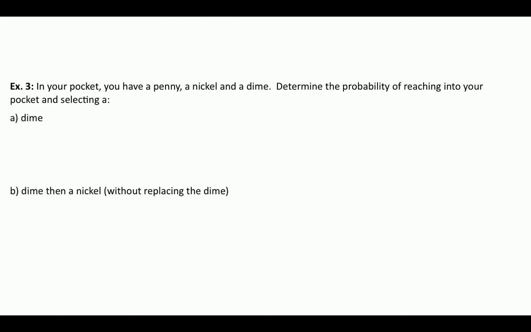Example number 3. In your pocket, Miss Hughes, you have a penny, a nickel, and a dime, which isn't much change. But that's what you've got in your pocket. Tell me the probability of reaching into your pocket and selecting a dime. Well, there's one dime and there are 3 coins. And we'll say that you're wearing mittens so that you can't tell the difference between the 3 coins. So it's a 1 in 3 chance of selecting the dime.